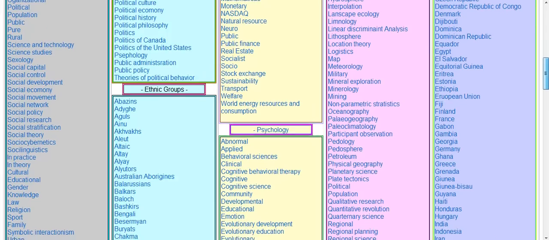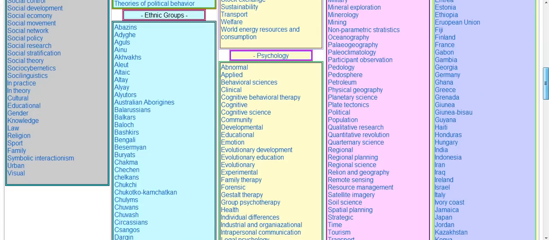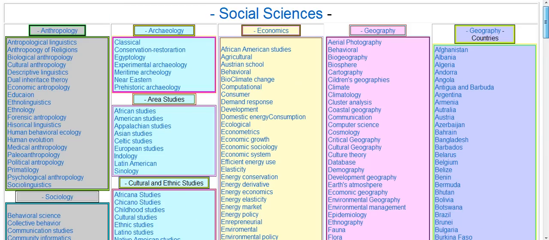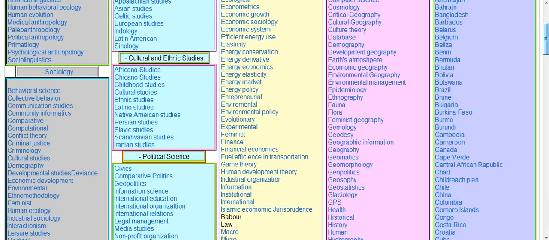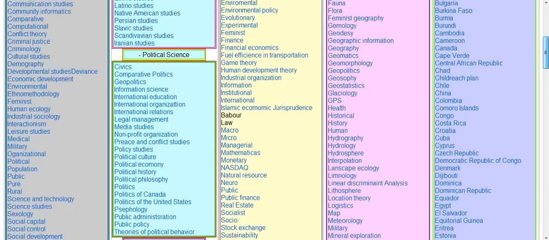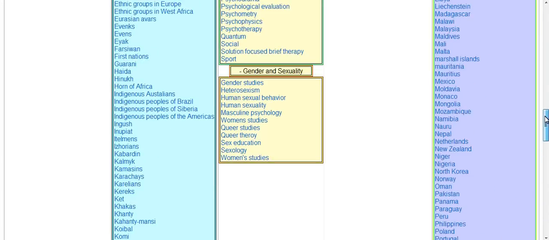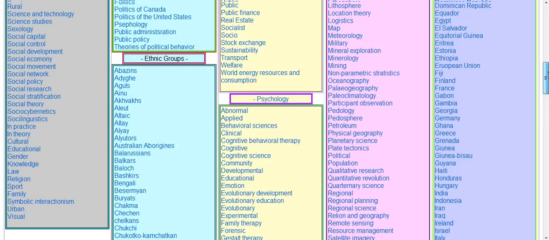So economics is a pretty big subject. Psychology is a subject. Gender and sexuality is a big subject. And social sciences: archaeology, area studies, cultural and ethnic studies, political science, ethnic groups. Oh, look at all the different ethnic groups. Yeah, there are lots of different ethnic groups.